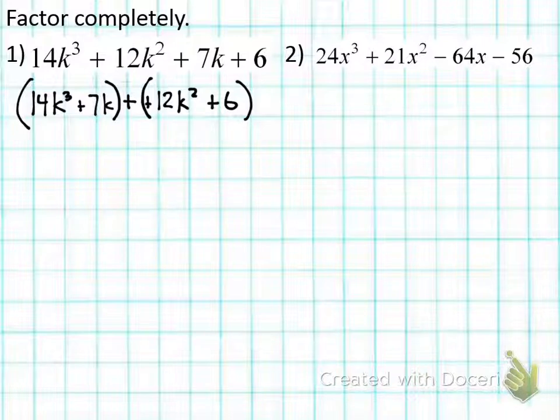So, what did I just do? I just grouped them. I didn't change anything. I didn't change the grouping. If I add parentheses, it doesn't do anything to the whole problem. Okay? So now I'm going to reflect back what in my 14k cubed and 7k is common.